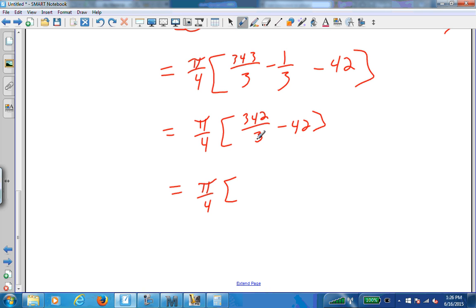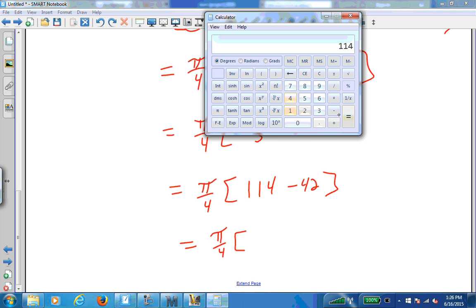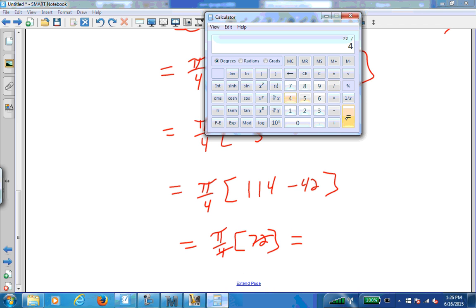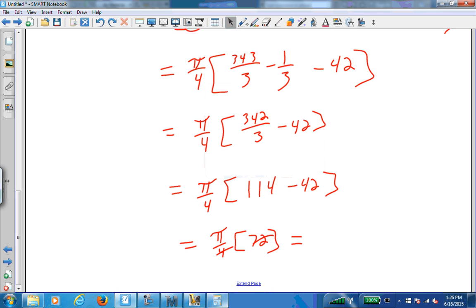3 goes into that. 3 goes into 3 one time. 3 goes into 4 once with 1 left over. 3 goes into 12 4 times. So pi over 4 times, let's see, what's 114 minus 42, 72, which is divisible by 4. 4 goes into 72 18 times. So that volume would be 18 pi.